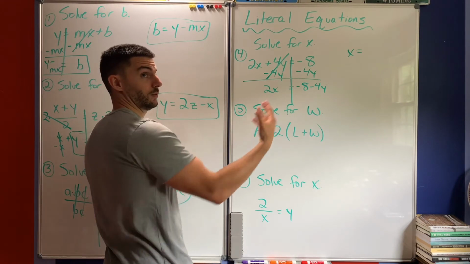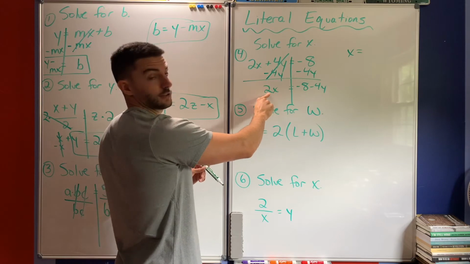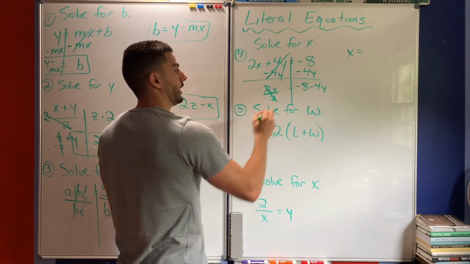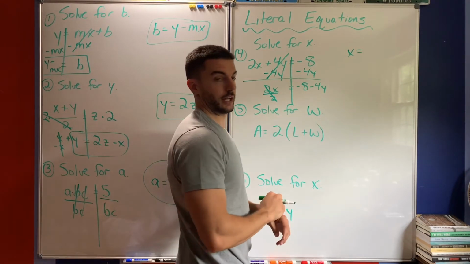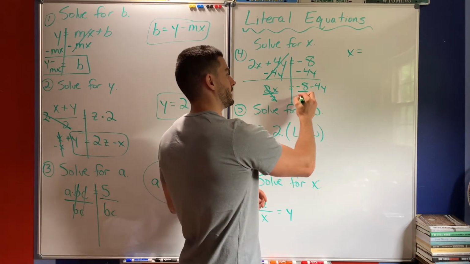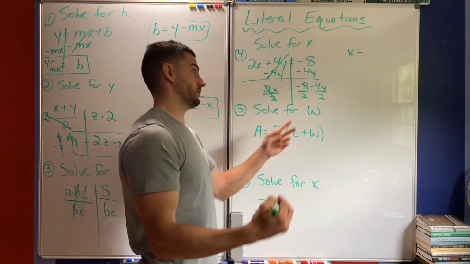Now again, what's my goal? My goal is to get x by itself. I'm almost there. I just have to cancel out this multiplication by 2. And so I divide by 2 to do that. And when I divide by 2, I have to divide everything over here by 2, okay? And you can write it as one big fraction. Here, I'm going to write it as two separate fractions. That's totally fine as well. Okay, that's the same way as saying divide everything by 2, okay?